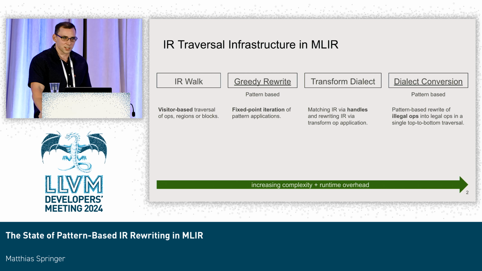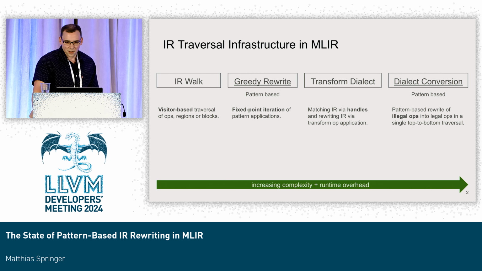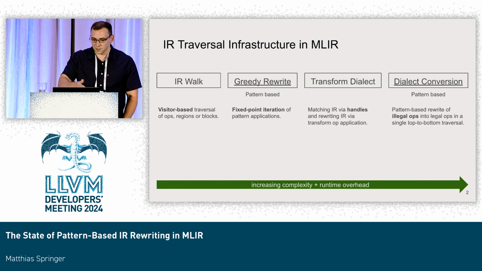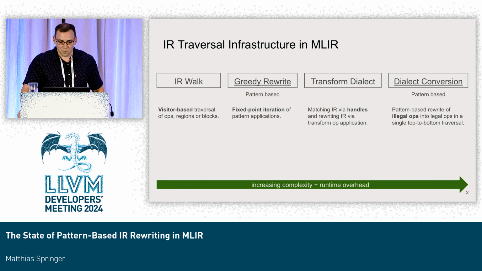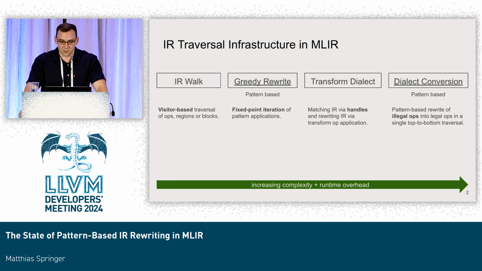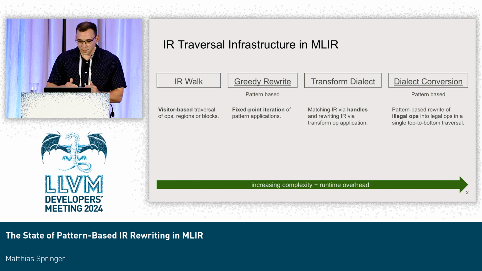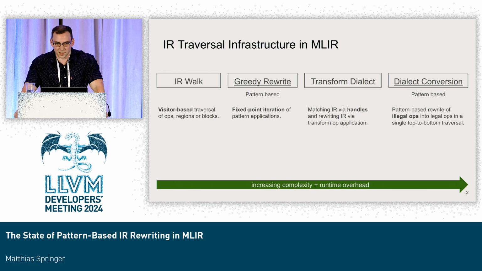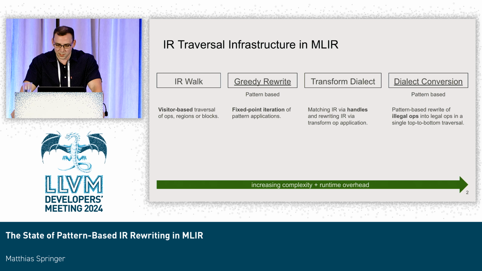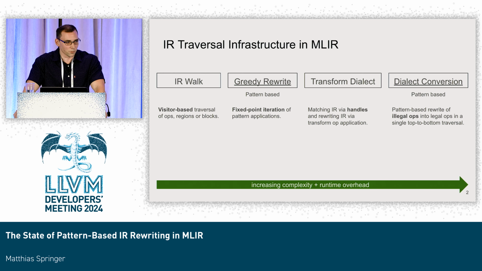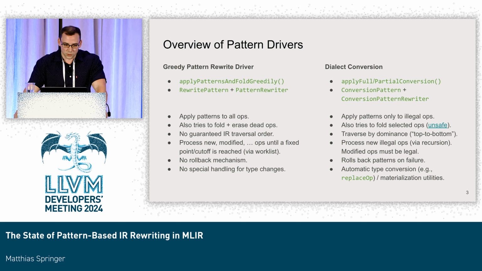One thing that I also want to mention, we have the transform dialect, which I think also falls into this graph here, where you can match IR via handles, and then the transform op will determine what should be done with the IR. So in my opinion, if you look here from left to right, the systems increase in complexity and also in terms of runtime overhead, especially the dialect conversion, which has been shown to be quite expensive. What I'm going to talk about in this talk is the greedy pattern rewriter and the dialect conversion.